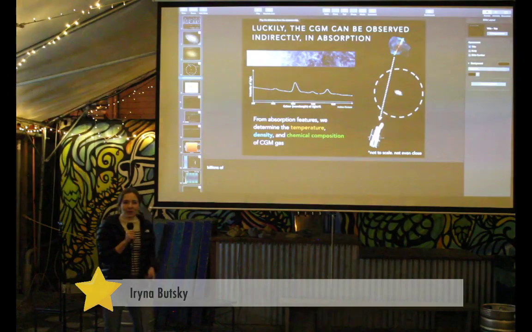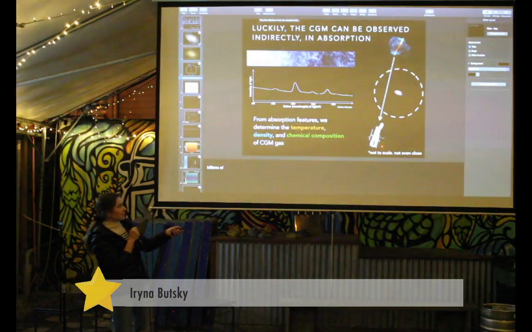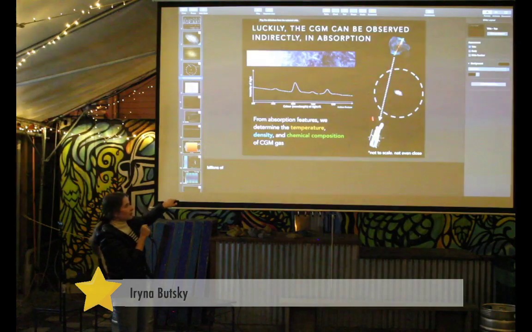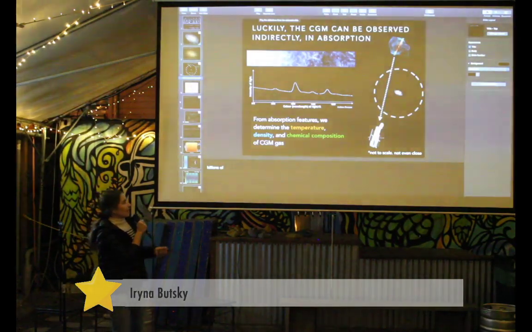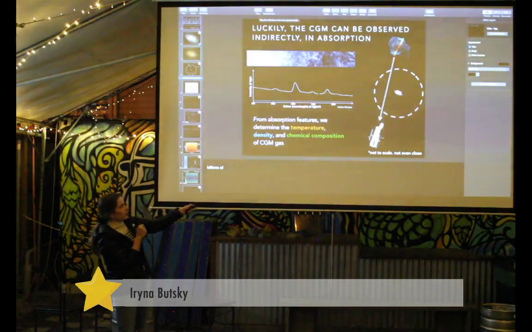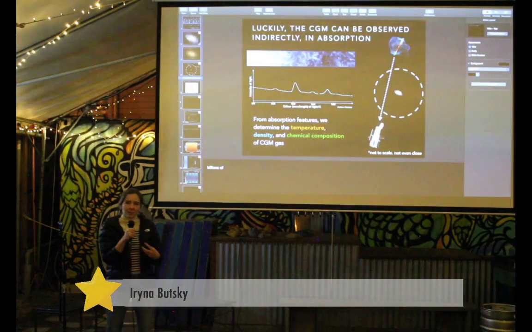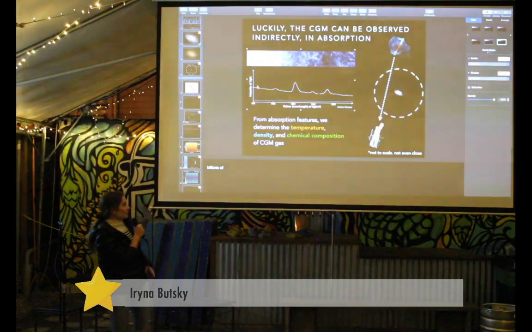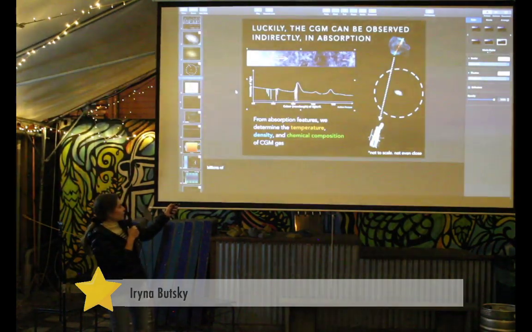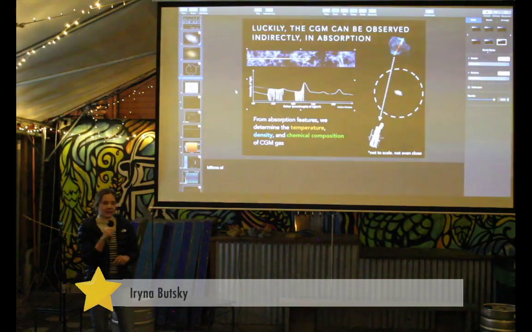Okay, perfect. So we can observe CGM gas indirectly. If you have a telescope like the Hubble Space Telescope looking at a bright, distant object that's billions of light years away, chances are you can design your observation so that it intersects a galaxy, or intersects the CGM of a galaxy. As this light ray moves through the galaxy, it forms absorption features, which are like shadows cast by the atoms in the CGM. From the details of the absorption features, we can figure out the temperature, density, composition, and velocity of the gas in the CGM.